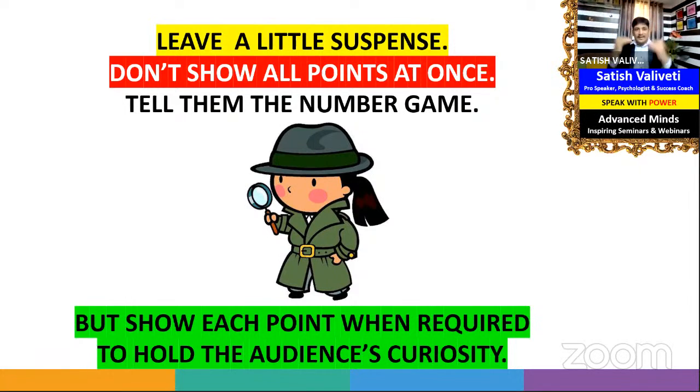So if you place everything there, let me tell you the biggest mistake speakers make. Suppose there are 5 points. If you want to show all the 5 points on the same slide, you put all the five points there, right? And then your first point, you start explaining. You know what the audience do?